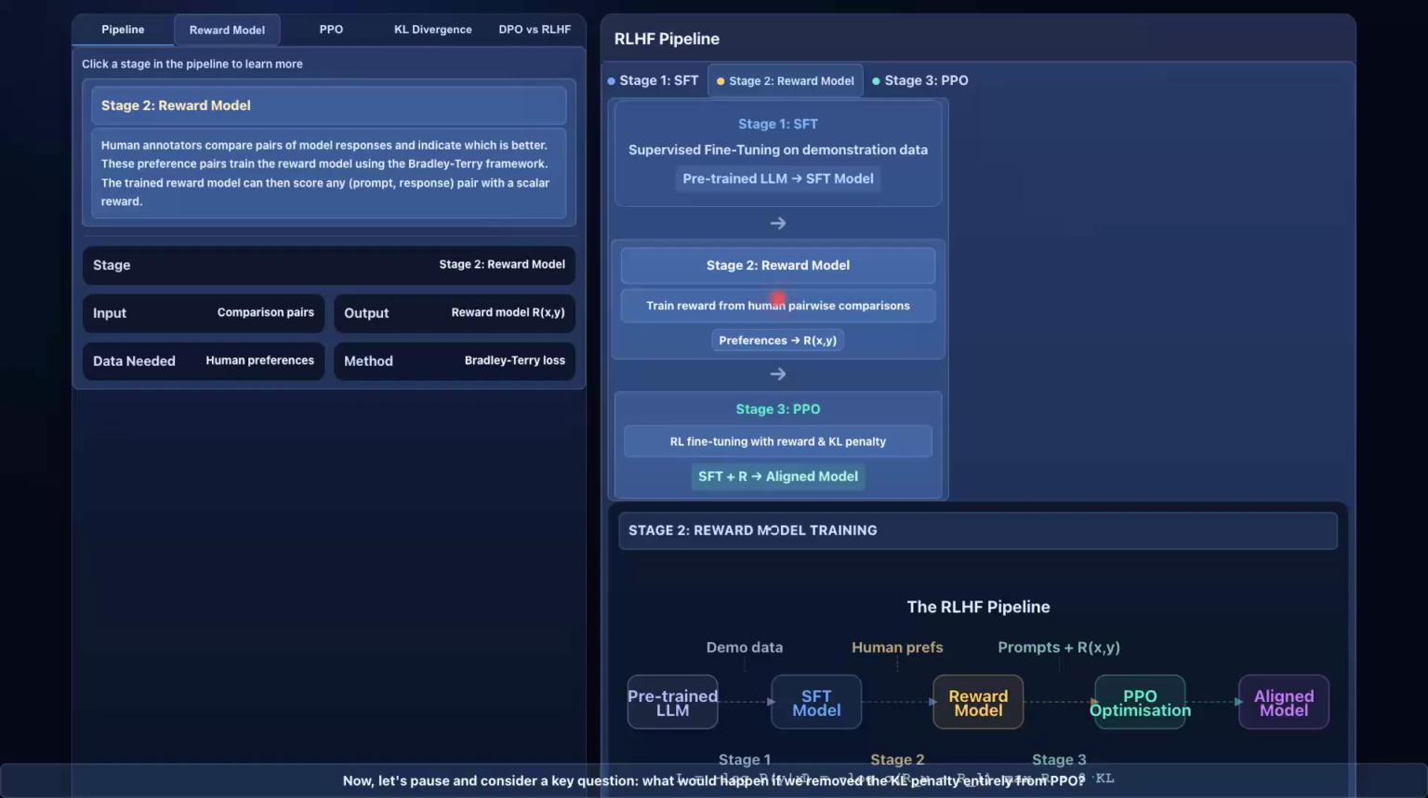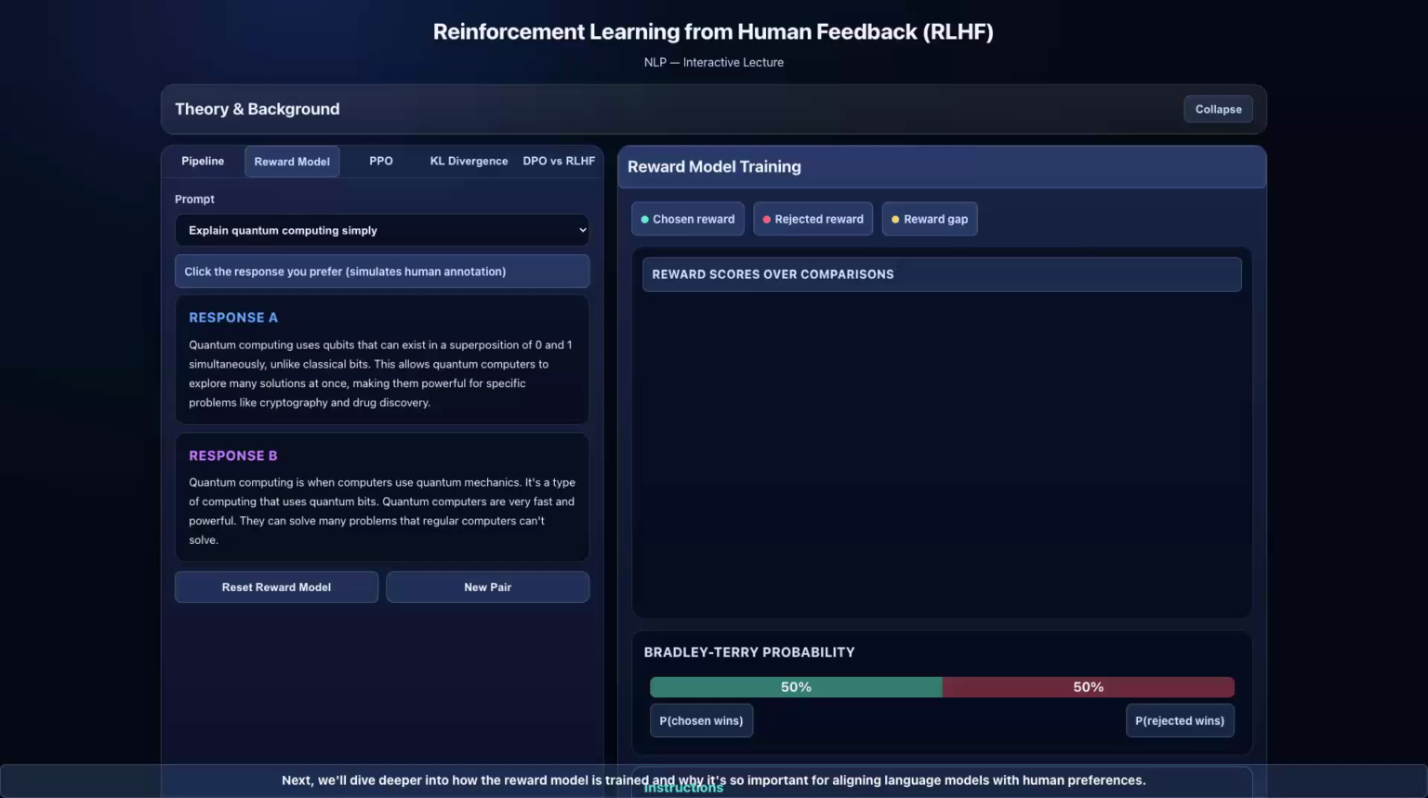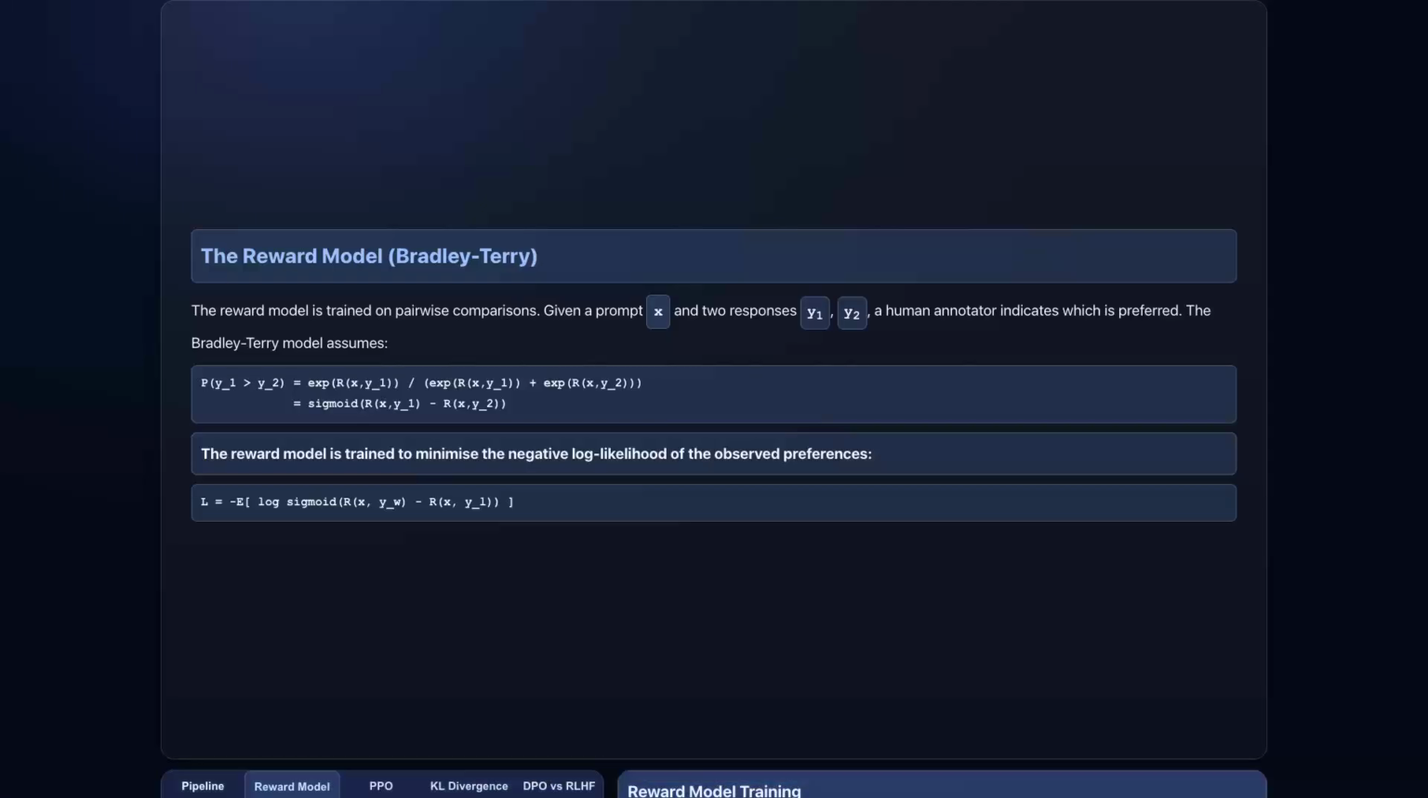Now let's pause and consider a key question. What would happen if we remove the KL penalty entirely from PPO? Think about how the model's behavior might change. We'll investigate this experimentally in a few minutes. Next, we'll dive deeper into how the reward model is trained and why it's so important for aligning language models with human preferences. Before we start comparing responses, let's look at the Bradley-Terry formulas.